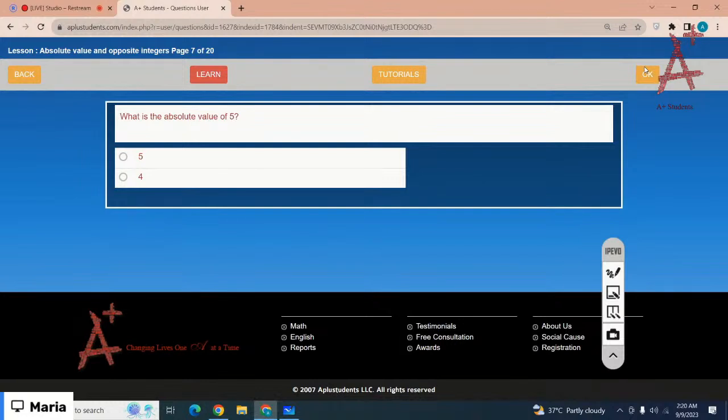What is the absolute value of 5? Now we are going to start with absolute value. So the absolute value of 5 is, yes, the absolute value of 5 is 5. Basically, the absolute values are the non-negative values. So for 5, it is 5, right?